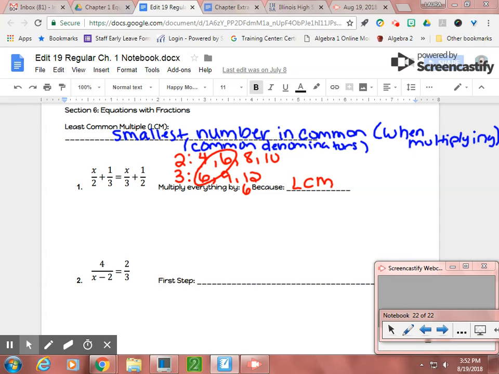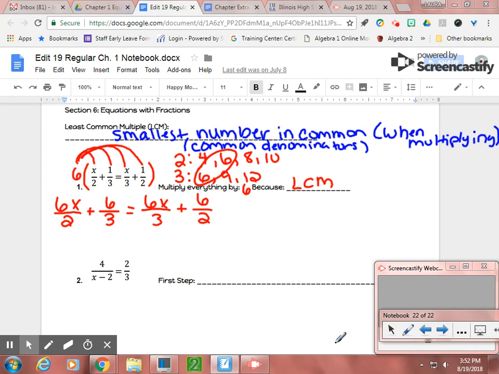So we want to multiply everything by 6 because it's the least common multiple. What do I mean when I say multiply everything by 6? I mean everything. So that 6 goes to every single numerator that's there. So that's going to give us 6x over 2, 6 over 3, 6x over 3, plus 6 over 2. In your head, you're probably thinking, we just made more of a mess than we started with. But these are all divisible by each other. 6 divided by 2 is just 3x. 6 divided by 3 is 2. 6 divided by 3 is 2x. And 6 divided by 2 is 3.